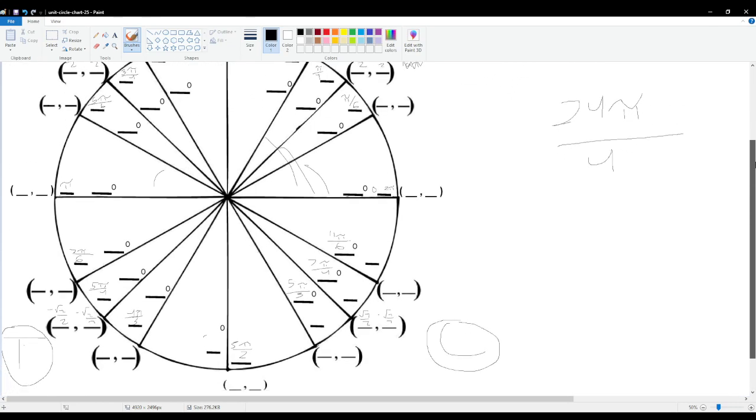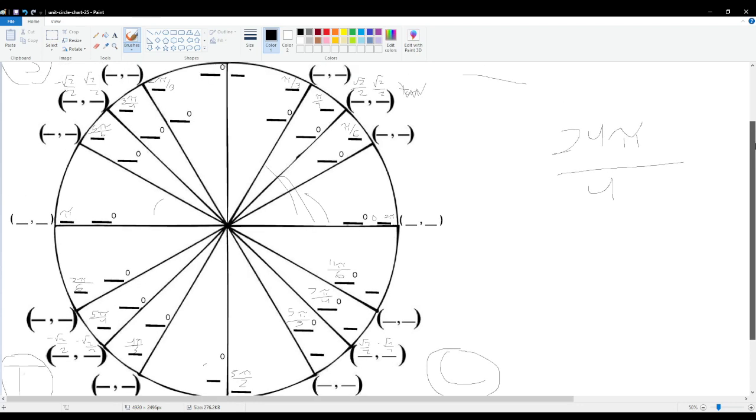And that's the hard part about coordinates, because the coordinates are always the same. No matter where you are, no matter what angle it is, if it's one of the angles on the unit circle, it's going to have the same coordinates as anywhere else. It's just, is it negative or is it positive?